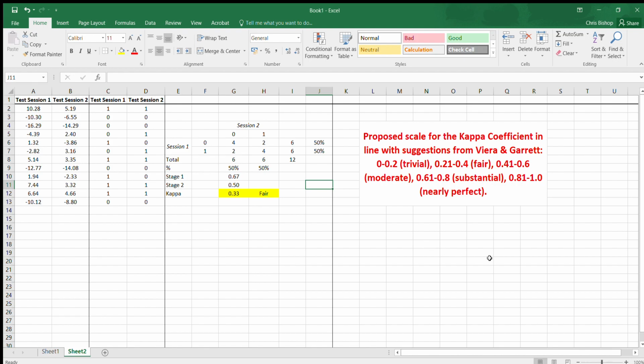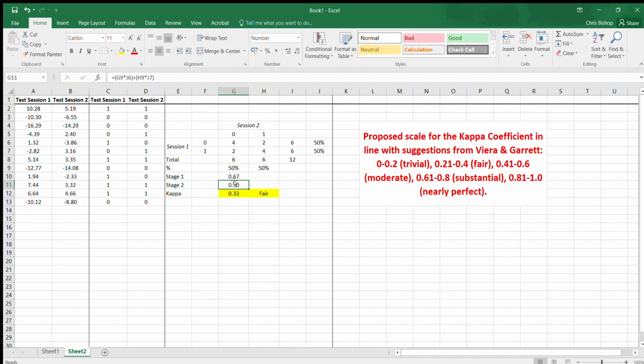So in order to determine our Kappa coefficients, we need to go through a couple of stages before we get there. Stage 1 is where we add together the double zeros and the double ones and look at that as a value or as a percentage or as a ratio of the total number of subjects. Okay, so you can see here that G6 plus G7 plus H7, sorry, is 4 plus 4 divided by 12, and we get a value of 0.67.